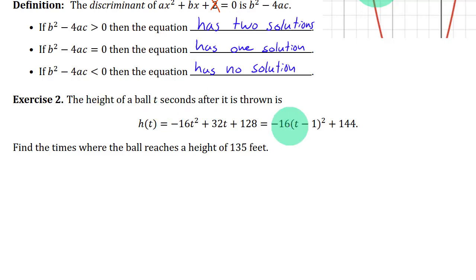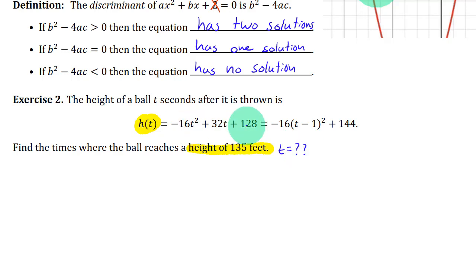All right, so now that you've tried these exercises, let's look at the solutions here. So we've got the height of a ball t seconds after it is thrown, given by the output of this function. Let's find the times where the ball reaches a height of 135 feet. So the height here is the output of this. When it says a height of 135 feet, that's this.